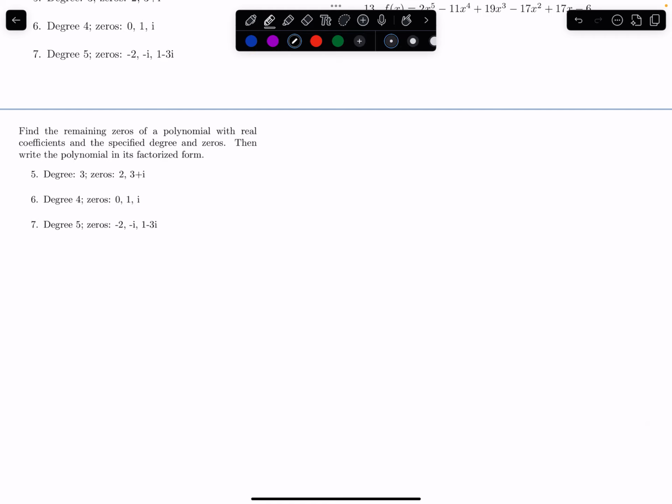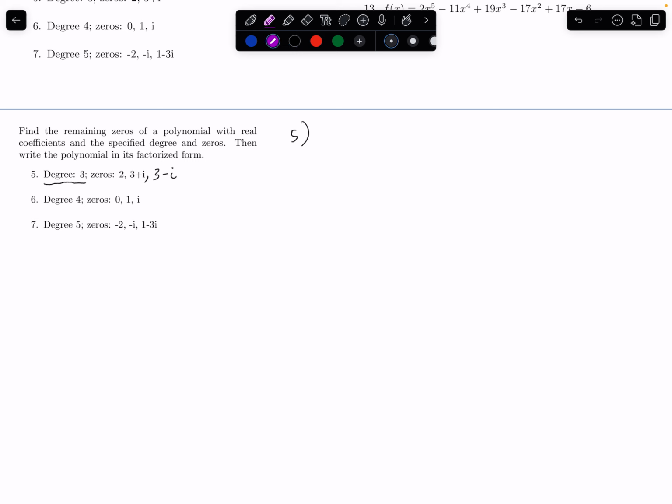Okay, so number 5 says find the remaining zeros of the polynomial with real coefficients and a specified degree and zeros, and then write it in its factorized form. So this is really cool, guys. What's really cool is, look, I have a polynomial of degree 3. That means it's going to have 3 zeros, right? Well, I'm given one of them is 2, another one is 3 plus i, and by the conjugate theorem, the missing one is going to be 3 minus i. So I've got all the zeros.